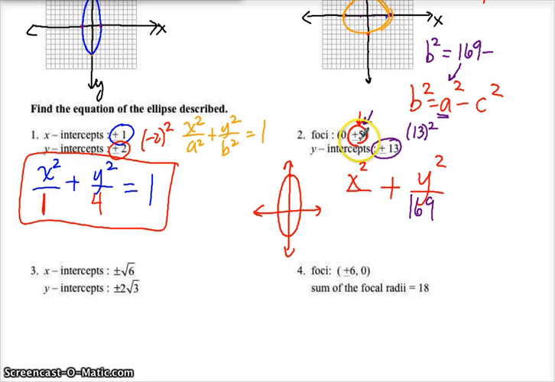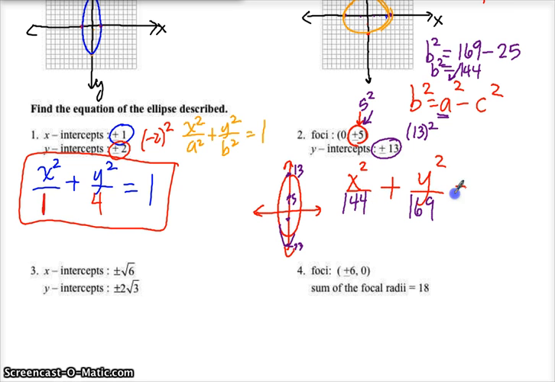What is c squared? Well, hopefully you're saying to yourself, if my foci are here at (0, 5) and (0, negative 5), and my y-intercepts are way up here at 13, this is 5, negative 5, negative 13 would be down here. Right? So then what is my c squared? Well, my c squared is 5 squared, which is 25. So I take 169 minus 25, I get 144. So b squared is 144.